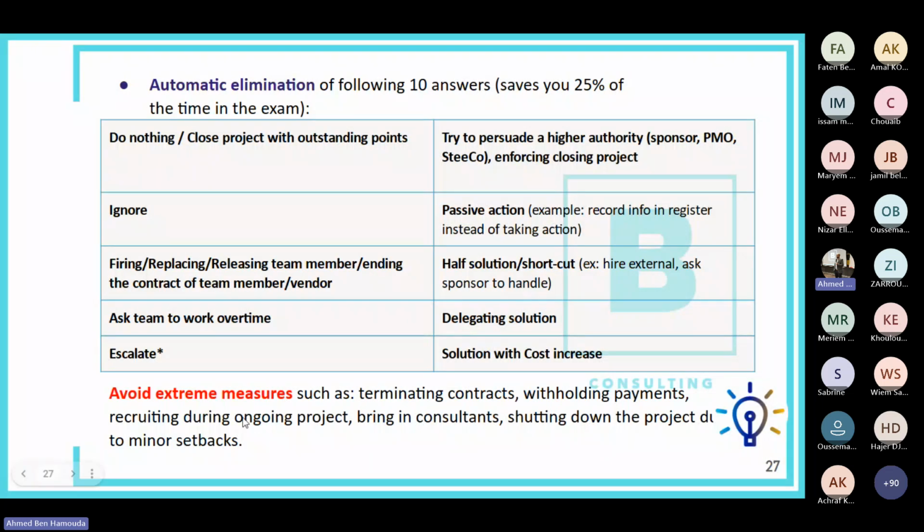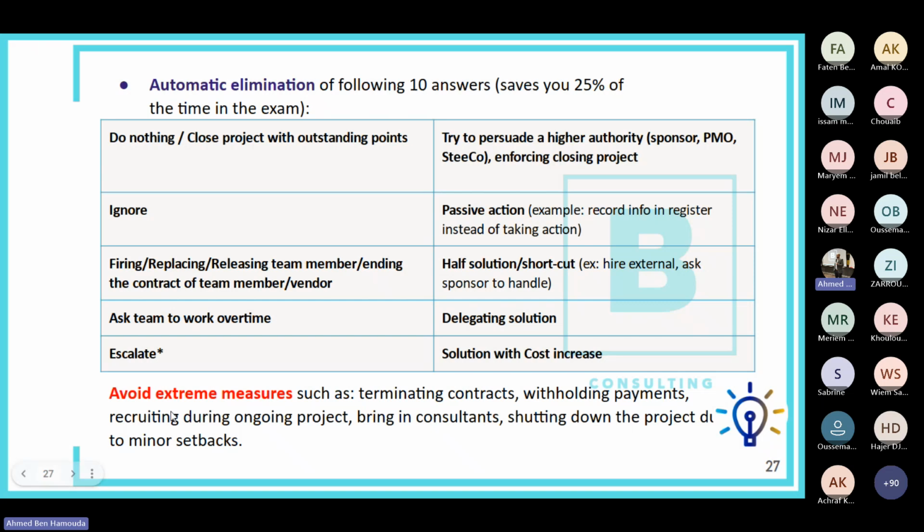Also, you need to avoid extreme measures. Okay. Now, there are extreme measures that you need to avoid, such as terminating contracts. We don't want to terminate any contracts with vendors or team members or contractors. Okay. Really avoid that. Withholding payments. Now, we haven't seen that many questions about withholding payments, but there are some questions about refusing to pay a debt or a contract. No, you don't withhold any payments. You make sure that you pay all your contracts.